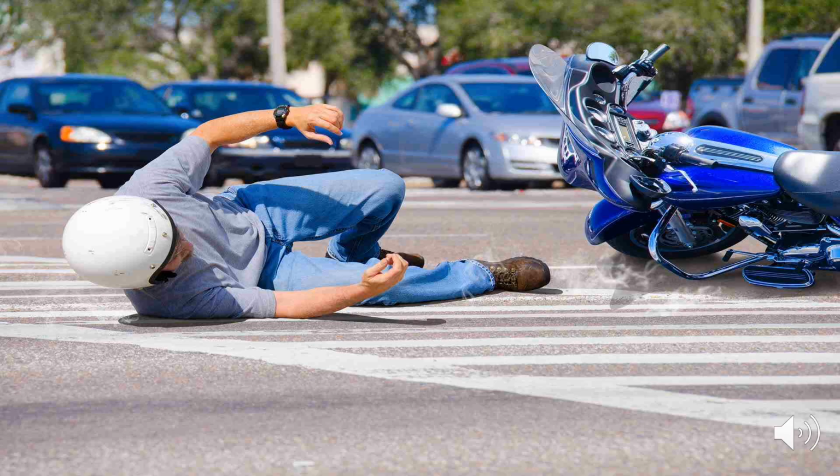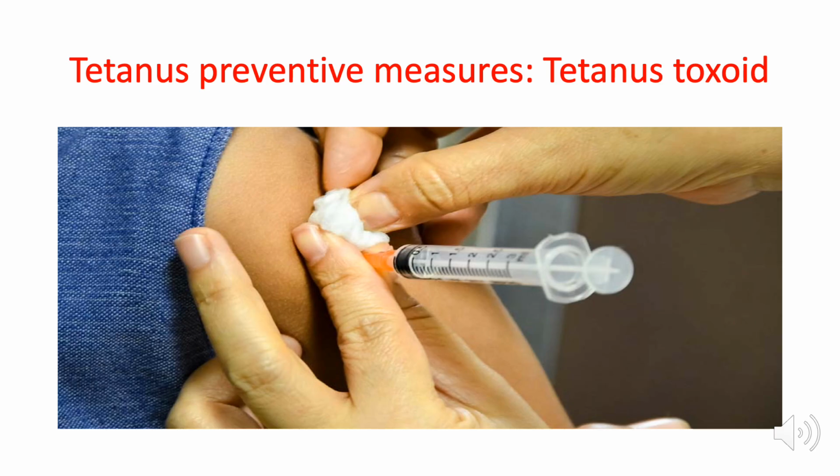Let's have a case. A guy had a motorcycle accident. Fortunately, he did not have any fractures. He only sustained abrasions and lacerations. The lacerations were sutured. One of the things that the physician ordered in the emergency room is to administer tetanus toxoid to the right deltoid area of the patient.